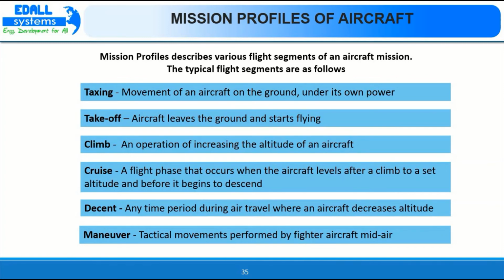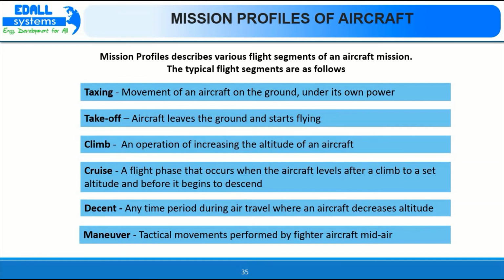Cruise is a very stable flight segment of any mission profile because it is a flight phase that occurs when the aircraft levels off after a climb to a set altitude and before it begins to descend. So most of the time of an airplane is in the cruise flight condition, because after taking off and climbing to a certain altitude, the aircraft has to travel straight at one single altitude to cover the distance. So this phase of flight is called cruise.